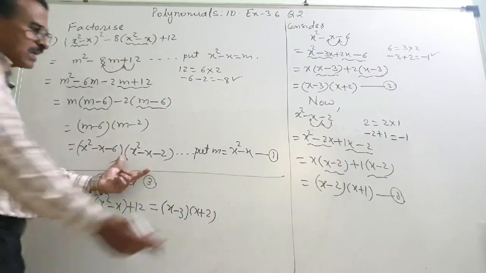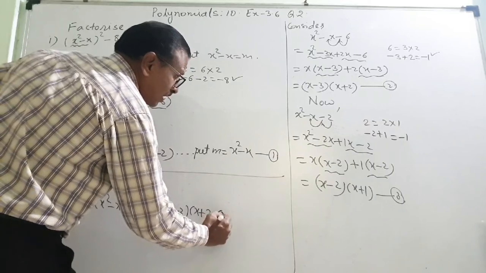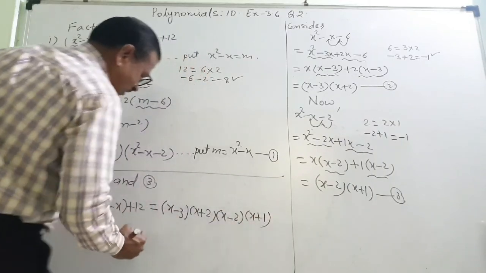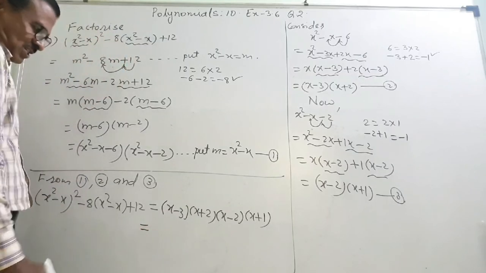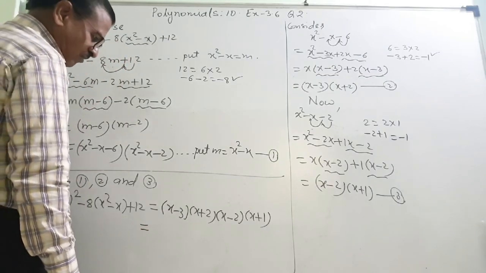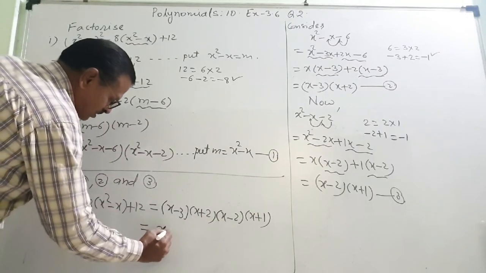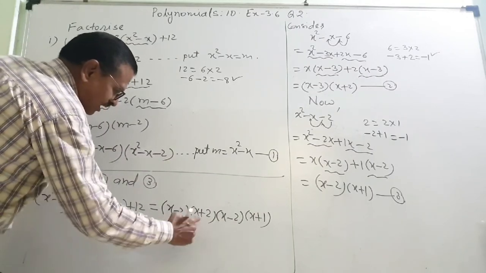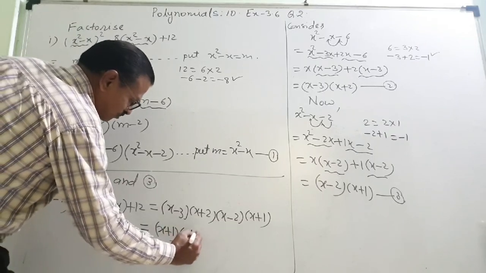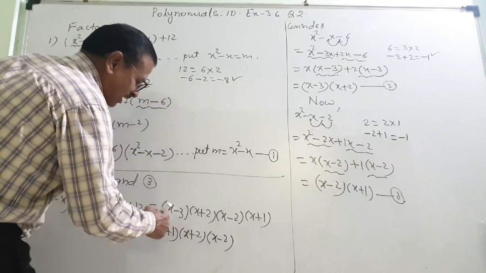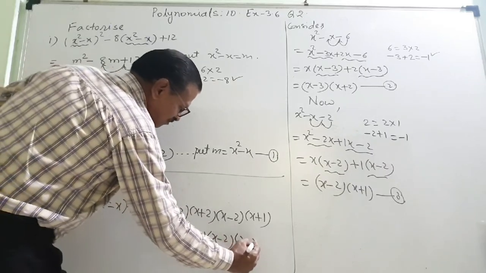For this, these are the factors: x minus 2, x plus 1. That is equal to, we will arrange it. From where can we arrange? x plus 1 I will take first, then x plus 2, then x minus 2, and then this x minus 3.